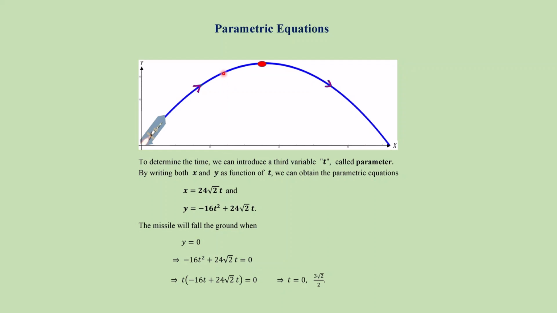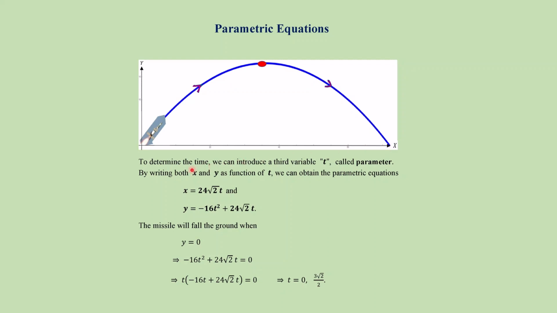But if we want to know at what time this missile reaches this maximum point, then we need to introduce the parametric equation. That means if you want to know the time, at what time this missile is here, or at what time this missile falls at this point, then you need to introduce the parametric equation.